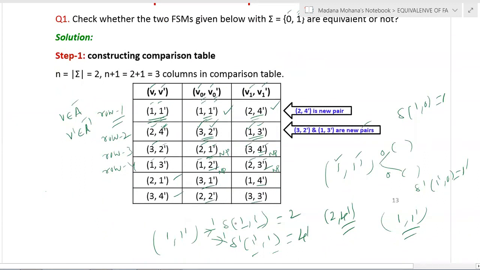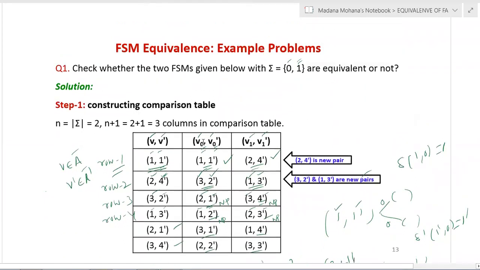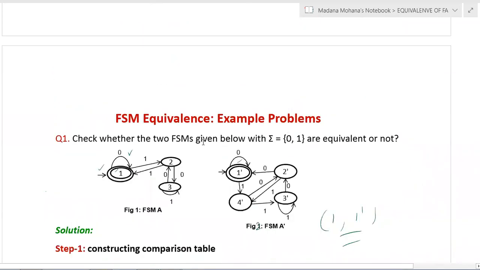Like that, you can see it is not stopping. Every time you are getting new pairs. At that time you can stop. Whenever you keep getting new pairs, you can stop there, and you can check in column 2 or 3 for any pairs which are a combination of final and non-final, or non-final and final. Now you can see first column 2, 1 comma 1 dash. So here, what are the final states, now you can see.